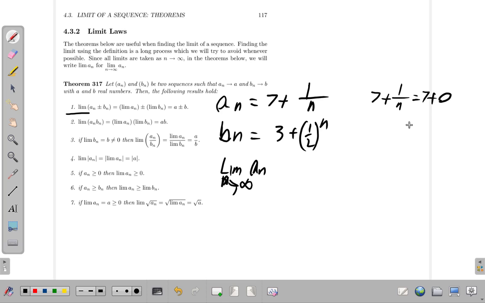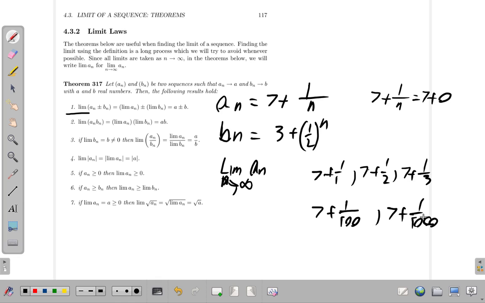You see that? Because the first term would be 7 plus 1 over 1. The second term would be 7 plus 1 over 2. The third term is 7 plus 1 over 3. The 100th term would be 7 plus 1 over 100. Very small. The 1000th term would be 7 plus 1 over 1000, which is so small it hardly changes anything. So as we go on and on, this part becomes less significant. So the limit of an is 7.